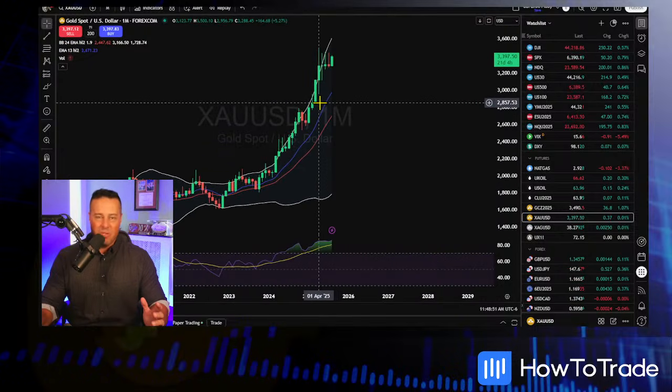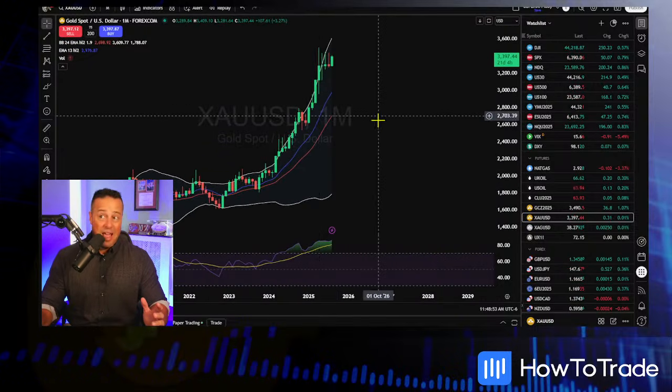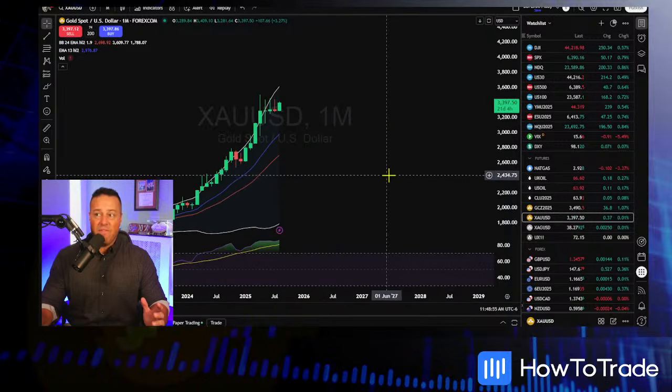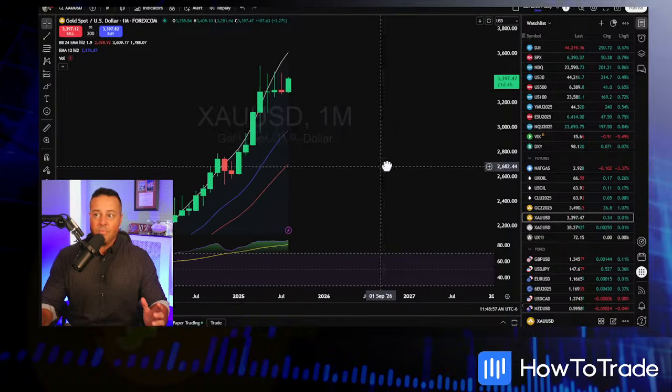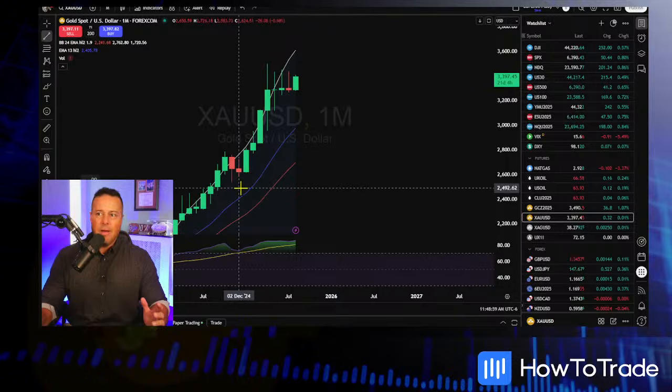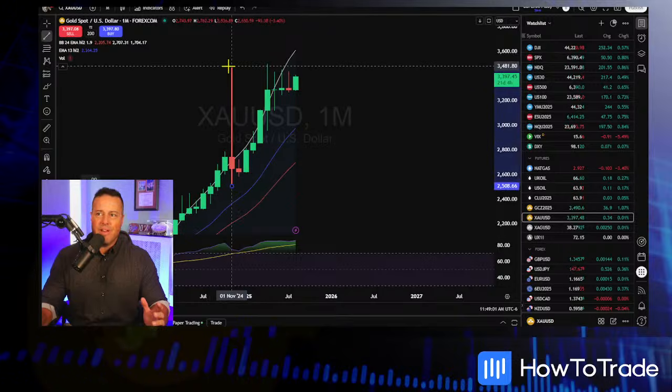I mean, this is a bullish flag, guys. This is a bullish flag. This type of formation, or a bullish pennant, whatever you want to call it. You guys call it whatever you want, whatever you're comfortable with.